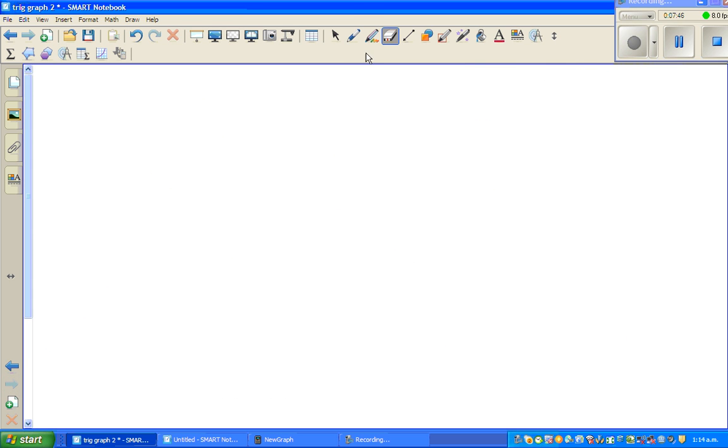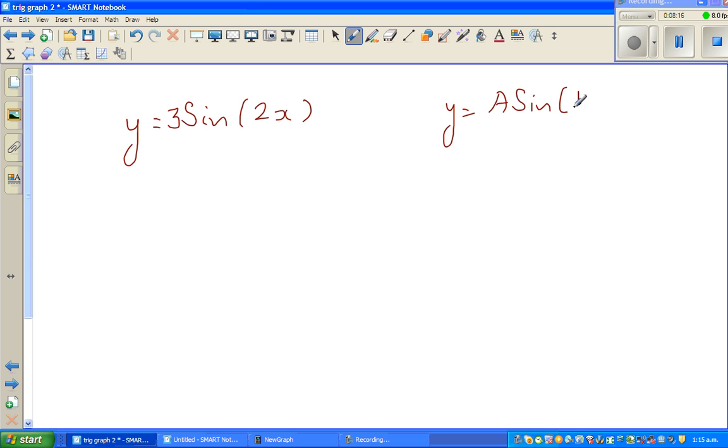Now what happens if suppose you have an equation like this, y is equal to, say, sine 2x. Okay, let me put a number here. So 3 sine 2x here. So let me write the general formula. The general formula is y is equal to a sine of bx plus c, plus d. It can be plus or minus, so the numbers can be plus and minus.